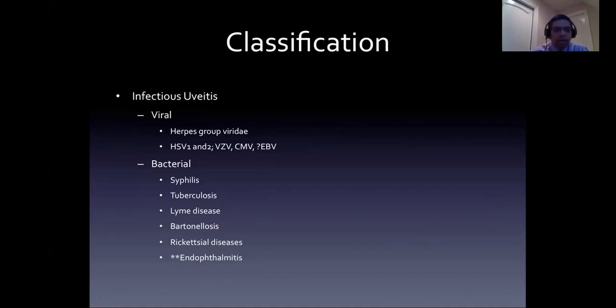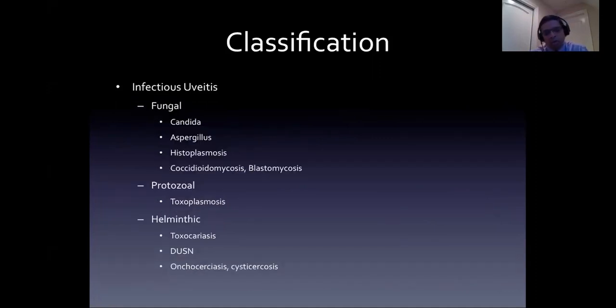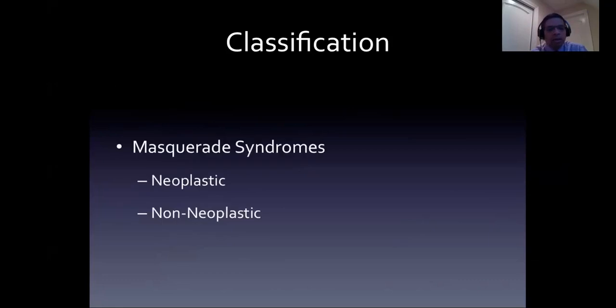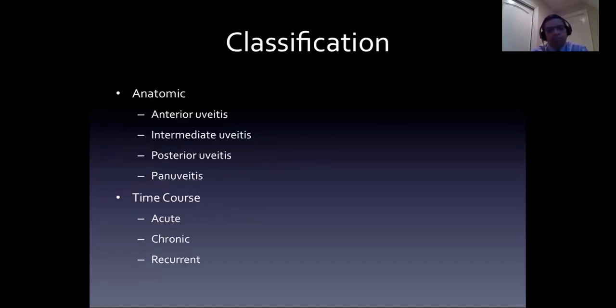Infectious uveitis, on the other hand, has a direct cause, a viral or bacterial cause, such as syphilis, TB, Lyme disease, for example, a fungal cause, protozoal cause, helminthic causes, etc. We also can classify uveitis into masquerade syndromes, where there are non-neoplastic masquerades like retinitis pigmentosa that can sometimes look like intermediate uveitis, or neoplastic masquerades like primary intraocular lymphoma or primary CNS lymphoma involving the eye.